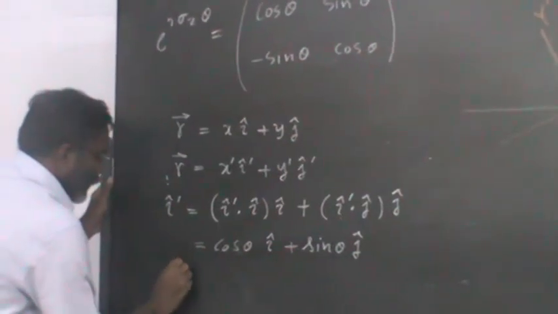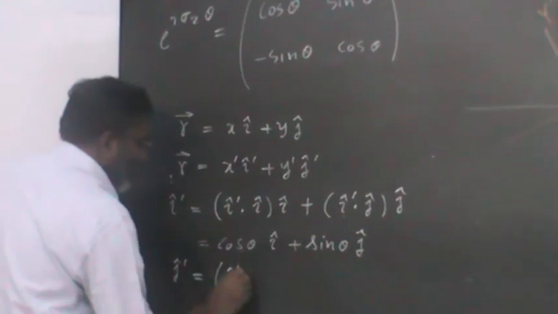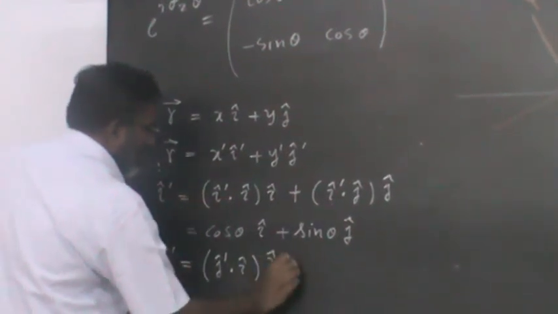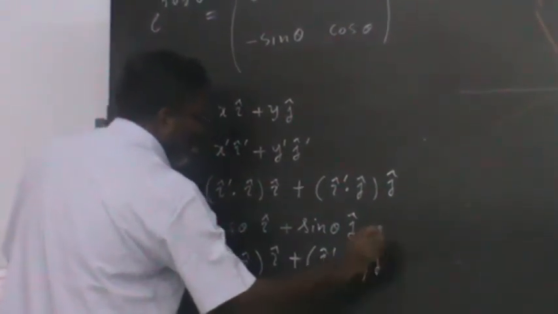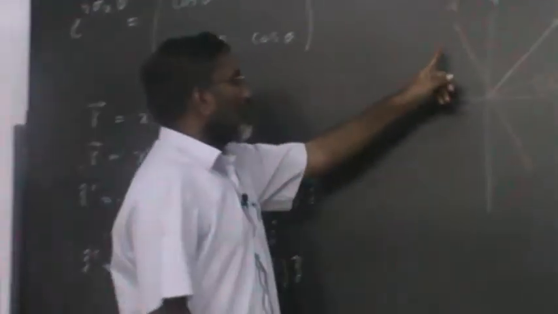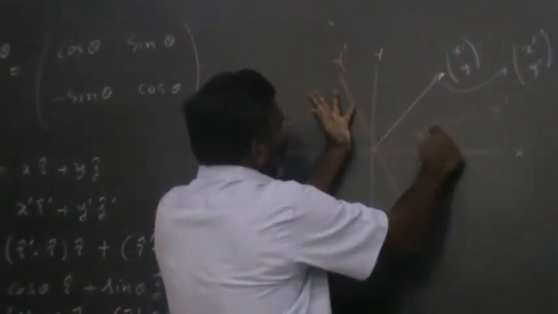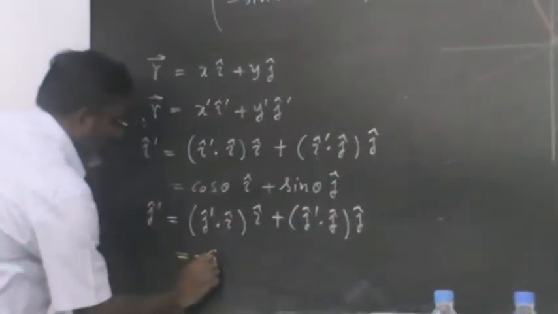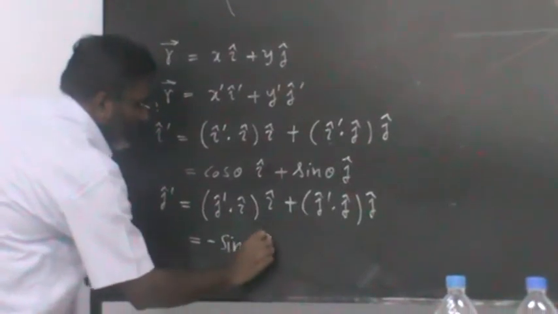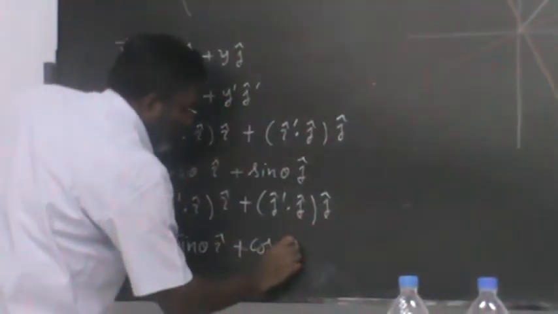Similarly, I asked what is j prime. j prime is j prime dot i into i plus j prime dot j into j. j prime dot i: j prime is here, i is here. j prime to i prime is 90, so this is 90 plus theta. So 90 plus theta gives minus sin theta into i plus j prime dot j. If this is theta, this is also theta. So this is cos theta times j.